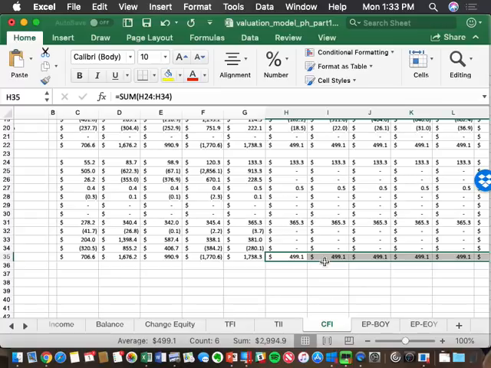Why does it stay at 499.1? Anybody have any idea? Does that have anything to do with how the debt has stayed constant the entire time? It has everything to do with that. That's part of it. The debt stayed constant the entire time. What else stayed constant on the financing side?